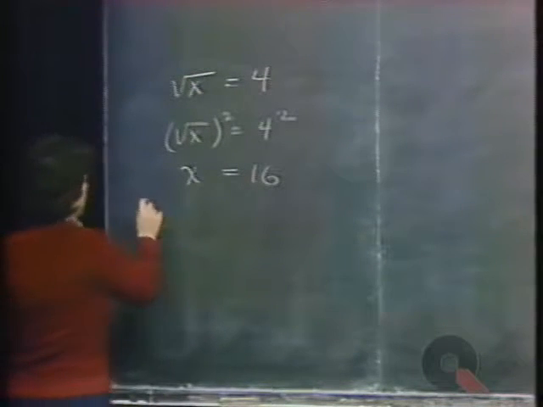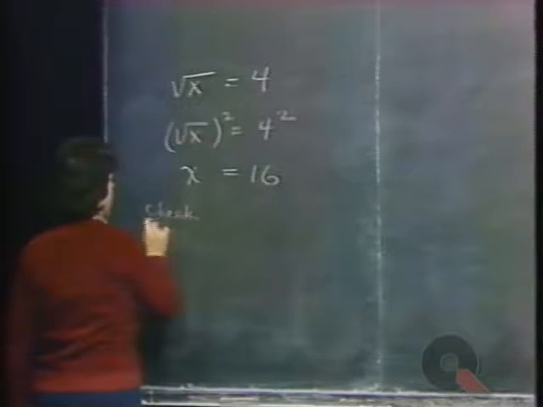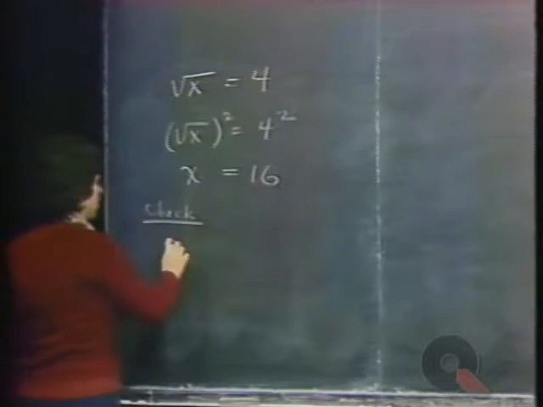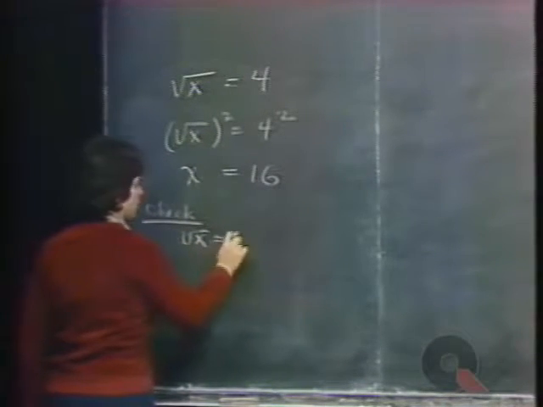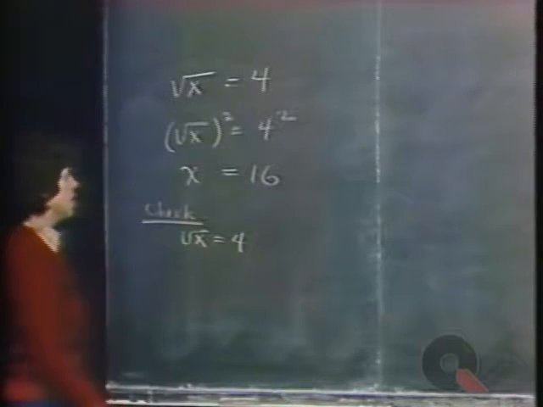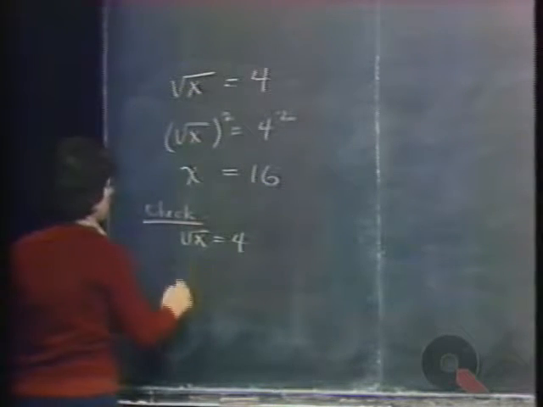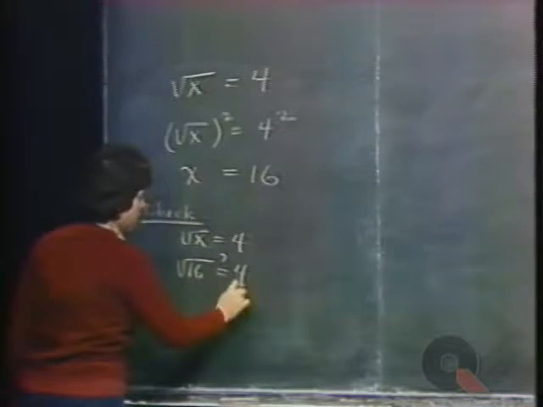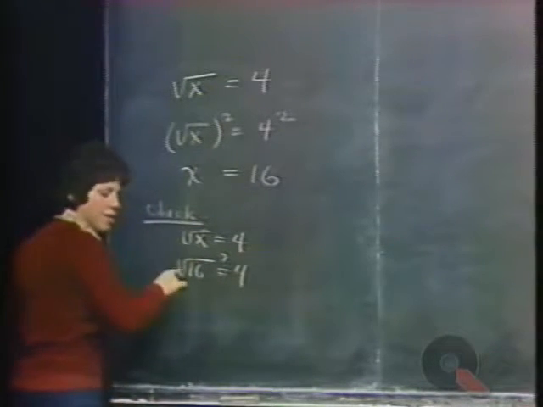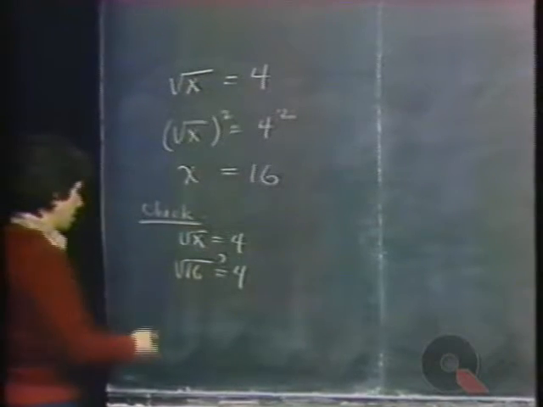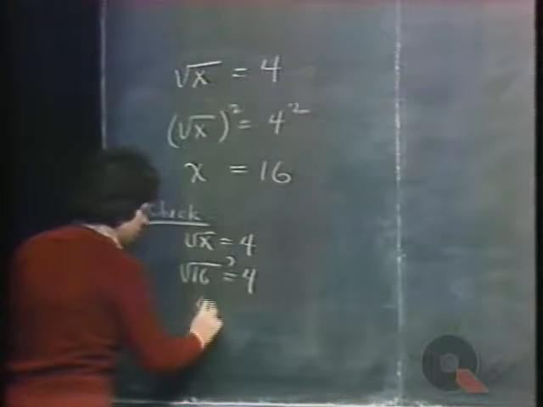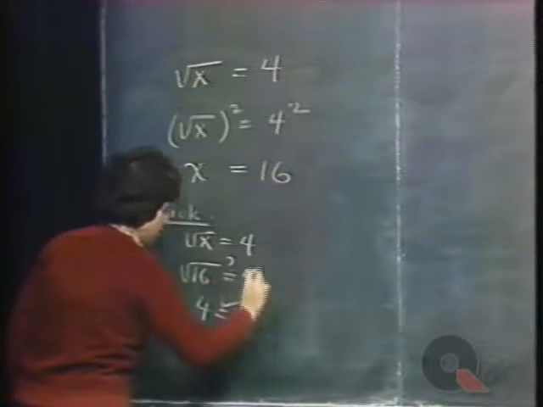Let's check and see if we actually have found the solution to the original equation. We start in the original equation. The square root of x is equal to 4. We believe that x equals 16 is a solution. We substitute in: the square root of 16 should be equal to 4. Remember, when it says the square root of 16, this means the positive square root. There is a plus implied here. The positive square root of 16, of course, is equal to 4, and it checks out.